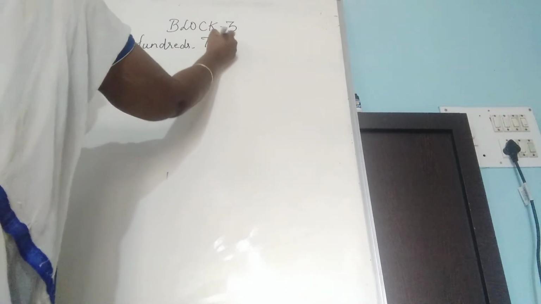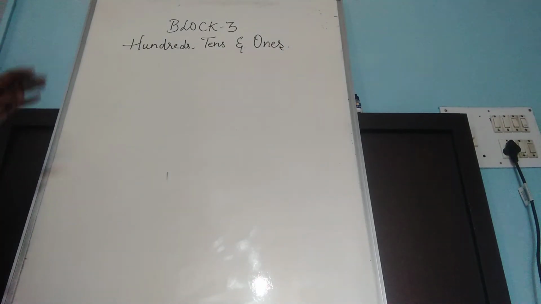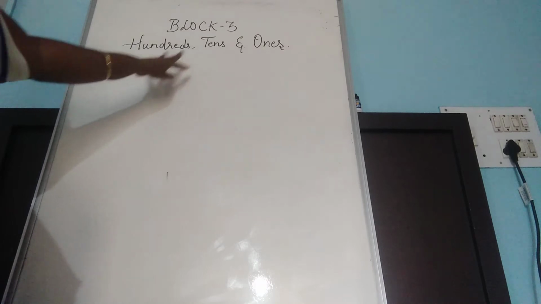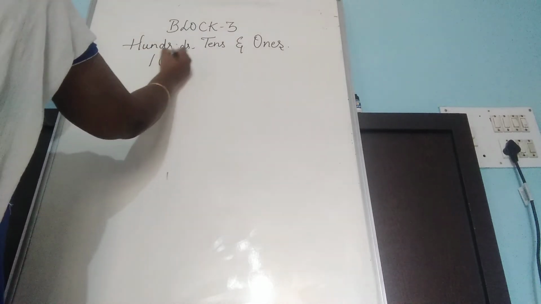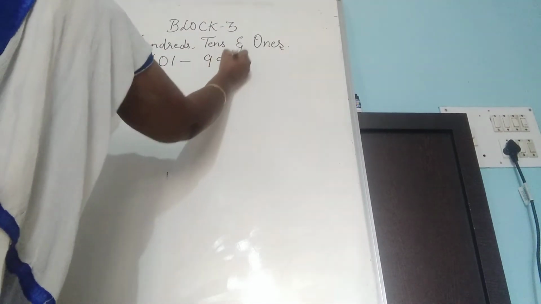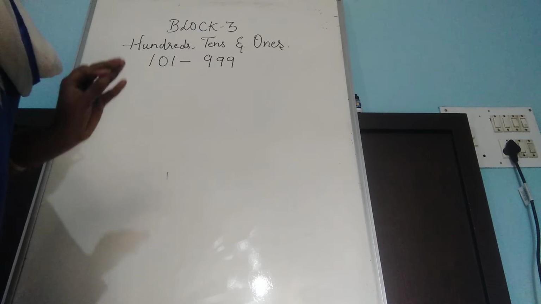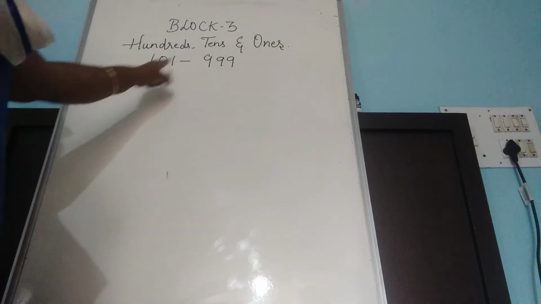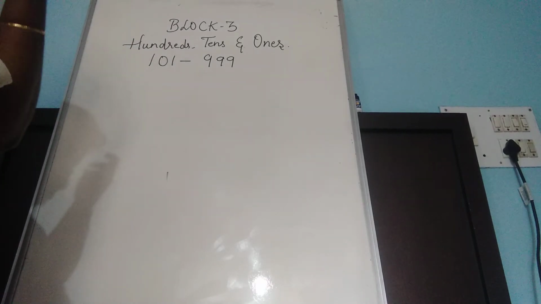The lesson name of Block 3 is hundreds, tens and ones. You have already learned the meaning of hundreds and tens. That is the reason you learned and wrote the numbers 101 to 999. Till here you have written in your classwork, and I am very happy to see that many of you have finished writing 101 to 999 and followed the instruction to write colorfully also. Very happy to see some of your books.